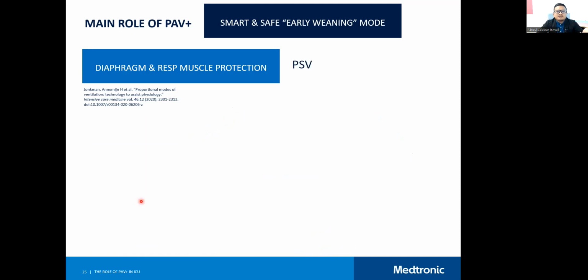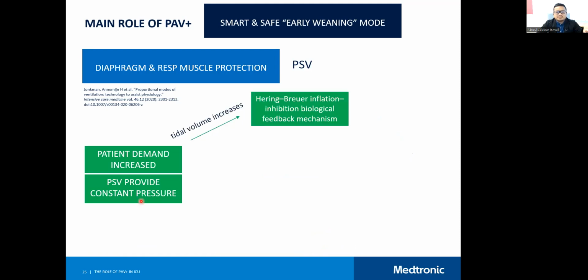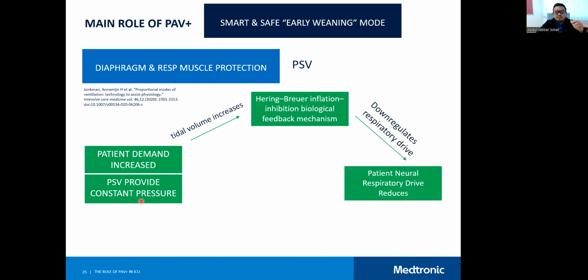Okay, so how about PSV? When the patient demand increases, PSV will always provide constant pressure. Tidal volume increases, because the patient demand increases, but the ventilator support is the same. Of course, in total, tidal volume will increase. So the Hering-Breuer inflation inhibition biological feedback mechanism will downregulate the respiratory drive. The patient's neurorespiratory drive reduces, but the PSV still provides the same pressure.